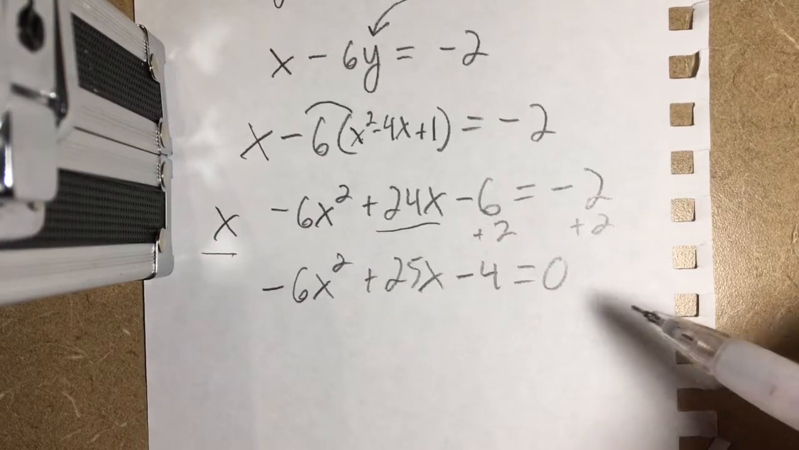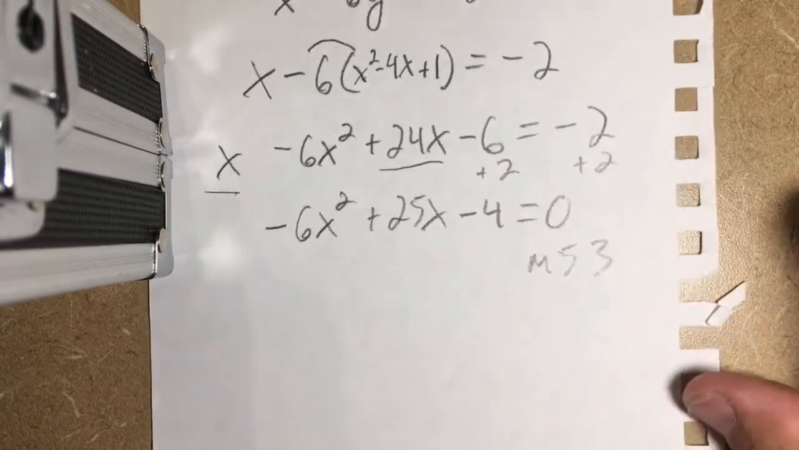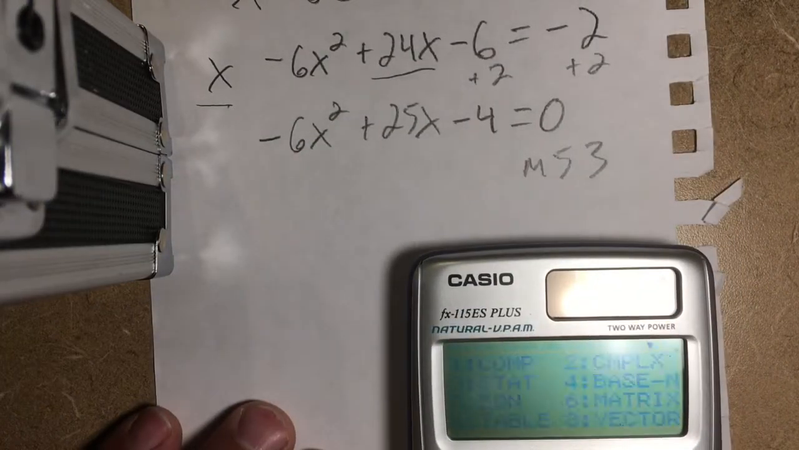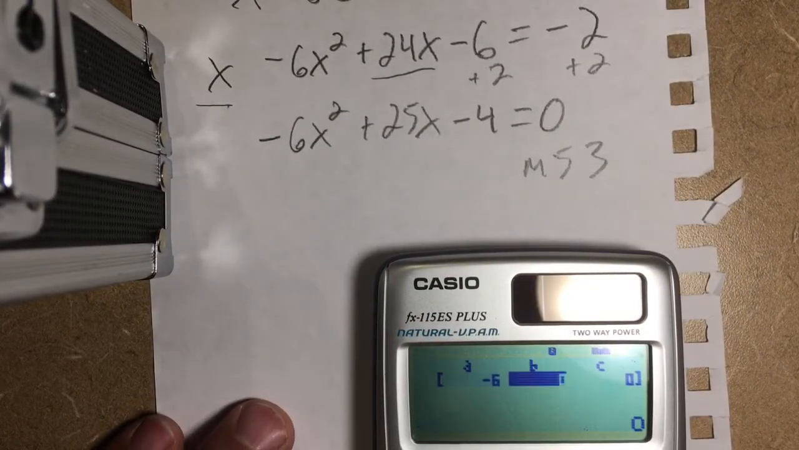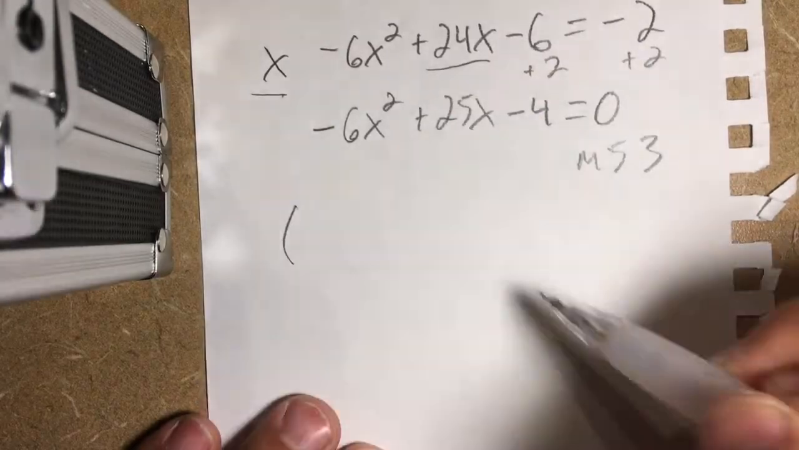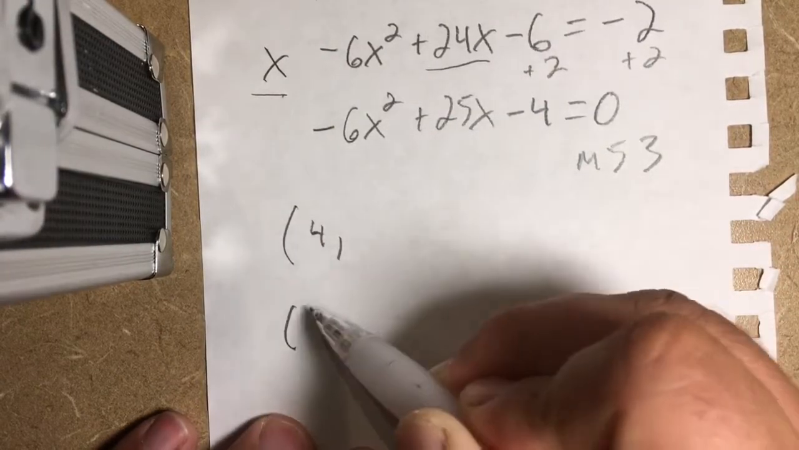I did all that arithmetic to be able to mode 5-3 the problem. So I'm going to mode 5-3 that. I'm not even going to give an attempt to factor that monstrosity. So I'm going to mode 5-3 it, type in my coefficients of negative 6, 25, negative 4. One of my answers is 4, and one of my answers is 1/6. So for one of my answers, x equals 4, and another one of my answers, x equals 1/6.